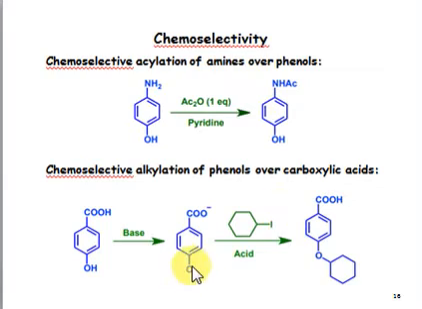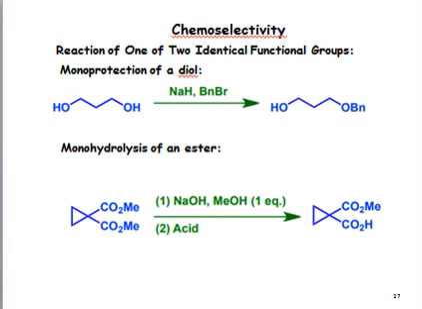So since this phenoxide is the strongest nucleophile in comparison with this carboxylate group, it will preferentially react and will be alkylated, but the carboxylic group will remain unaffected, right? So in this way we can have the selectivity, because the phenoxide is more reactive as compared to the carboxylic acid group. Again, we have an example of chemoselectivity.